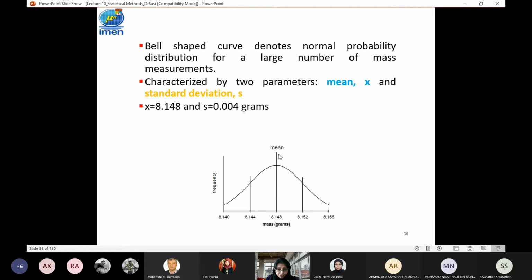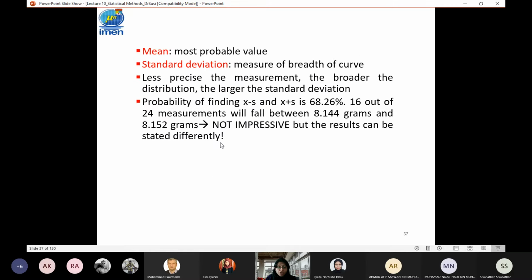So the mean is the average value, the most probable value, and this is what we call sigma, or the standard deviation. It's the measure of the breadth, how big the curve is. The less precise the measurement, the broader the distribution and the larger the standard deviation. So you want your standard deviation to be small, not large.